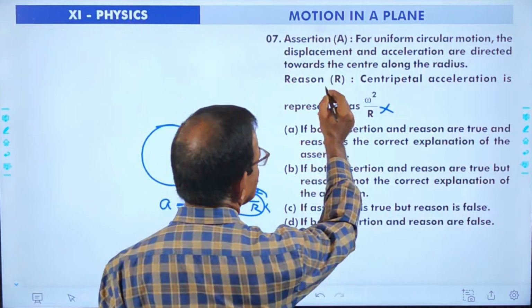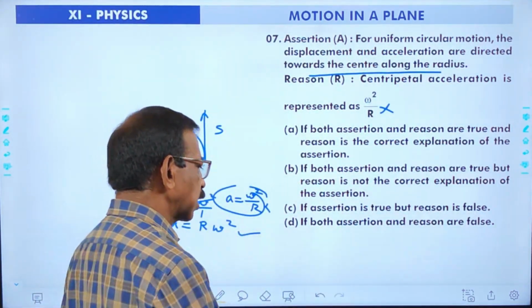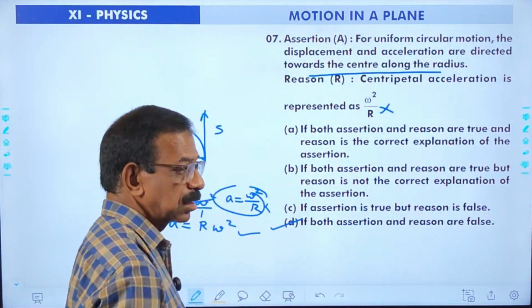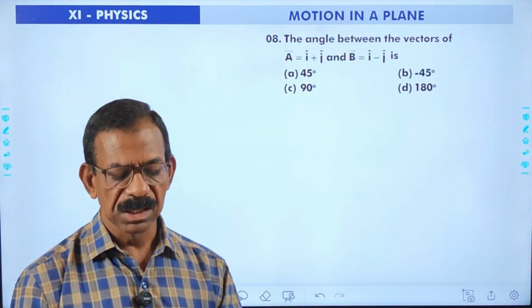Displacement and acceleration are directed towards the center, along the radius. That is also wrong. Hence, the answer is option D. Both assertion and reason are false. Answer is option D. Now, question number 8.